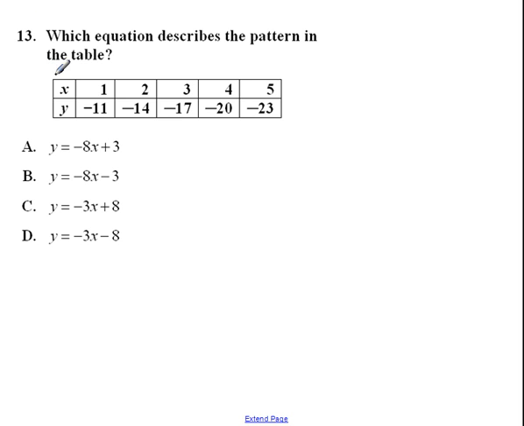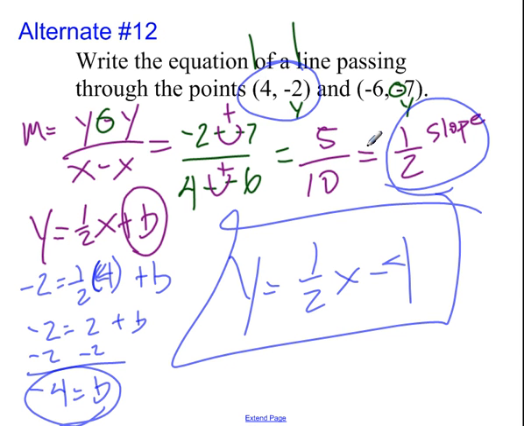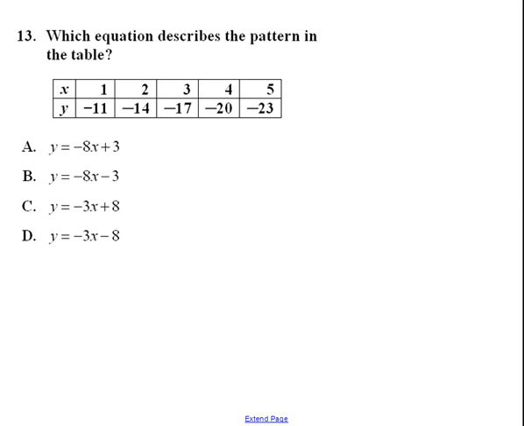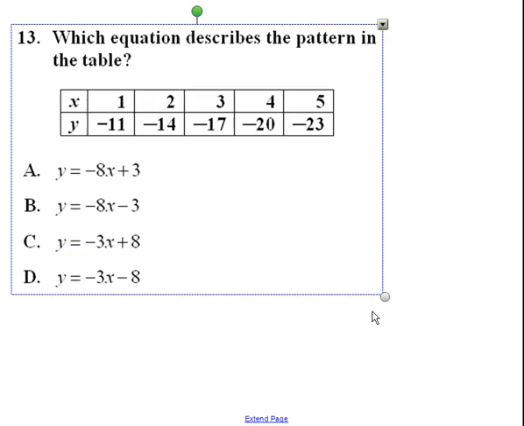Number 13 is basically the exact same question we just did, only they're giving us more than 2 points, they're giving us 5 points. And they're all in order. So if you want to take these and use 1 comma negative 11 and 2 comma negative 14 and do this process, go for it. I'm going to show you a little bit easier way, because who doesn't like easier?